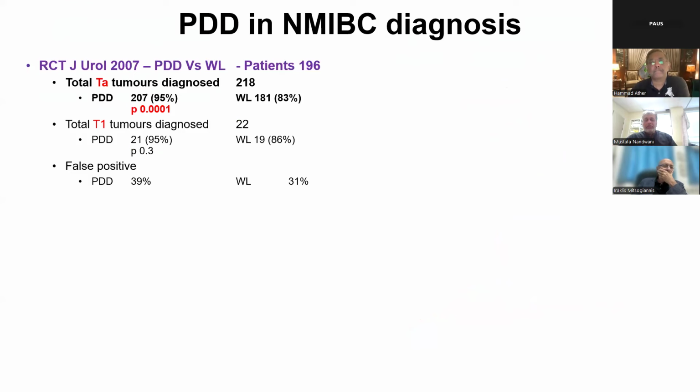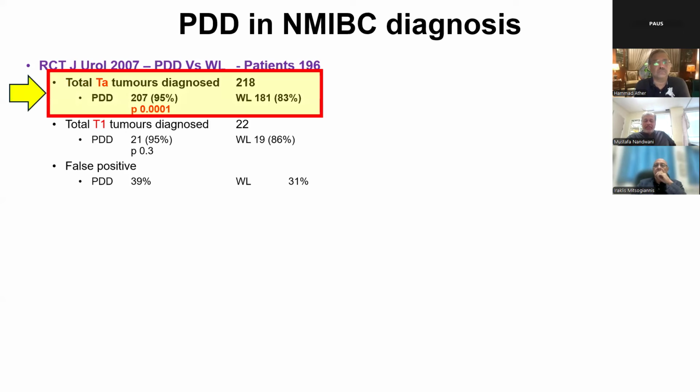In the randomized trial done in 2007, 218 low-grade tumors were found in 196 patients. 95% were detected by PDD and 83% were detected by white light, in the same patients where they did both white light and blue light. This was statistically significant. However, for slightly larger tumors or T1, there was no significant difference, and the false positive rate was 39%. That's the main important message from this one.